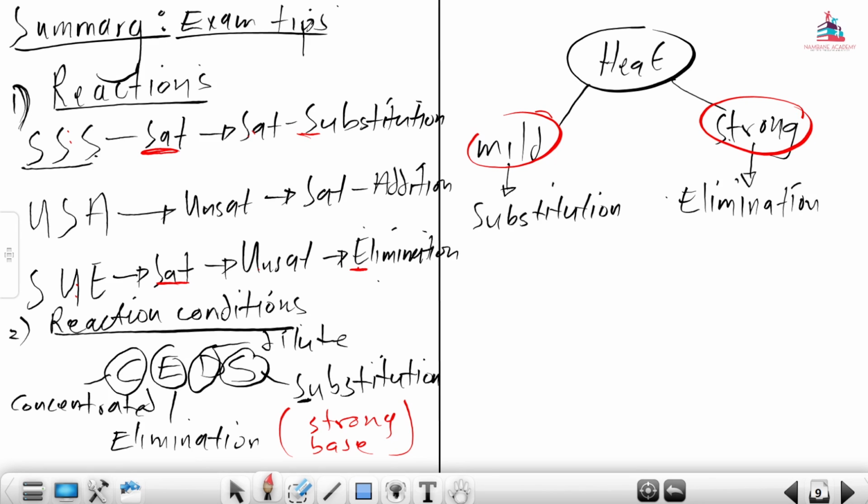So a reaction condition: once I am told it is concentrated strong base, definitely it must be elimination. Then I'm going to move from saturated to unsaturated. If I am told it's dilute strong base, then it must be substitution. Then I'm going to move from saturated to saturated. Definitely it must be substitution.